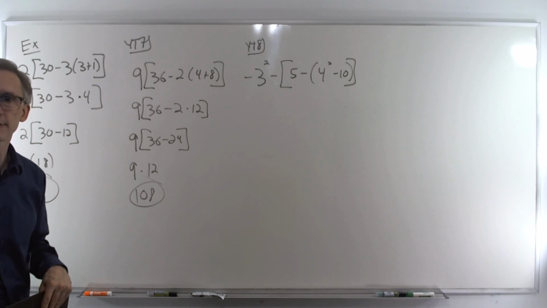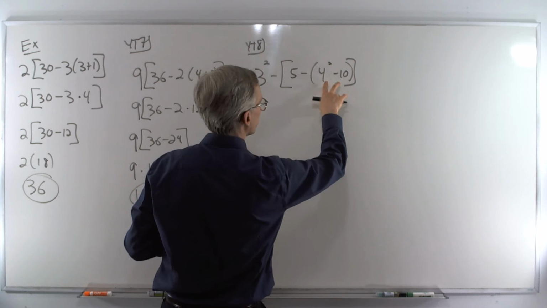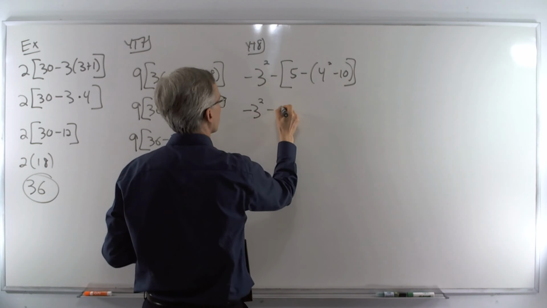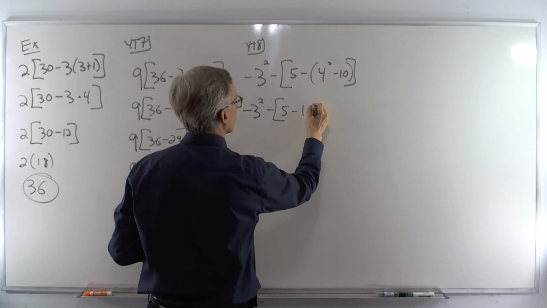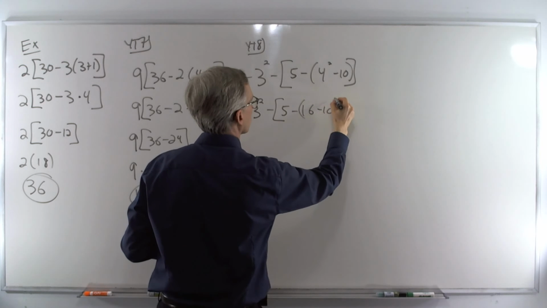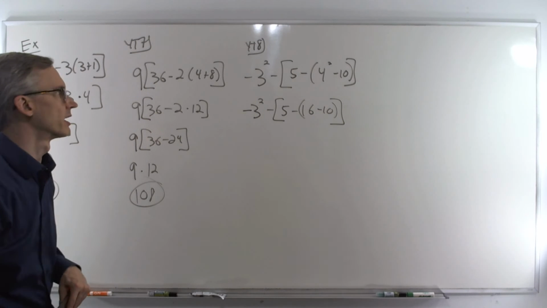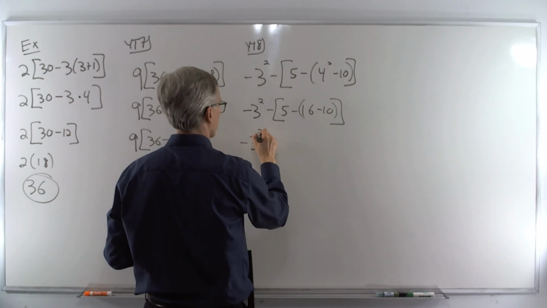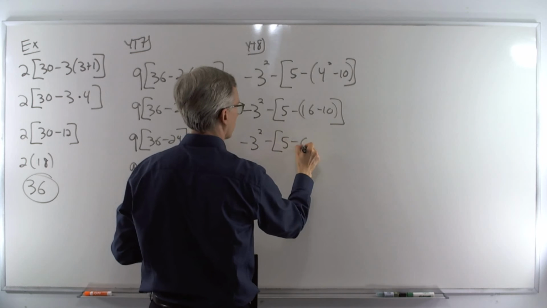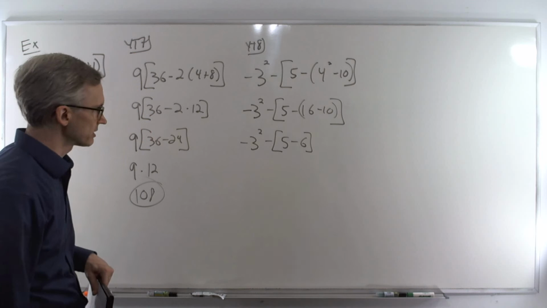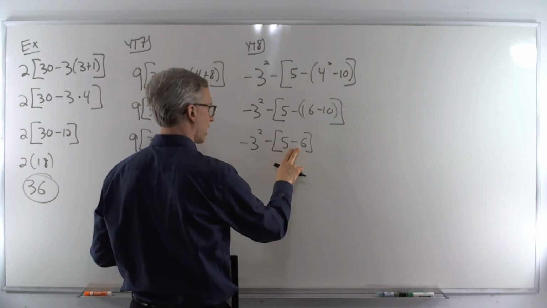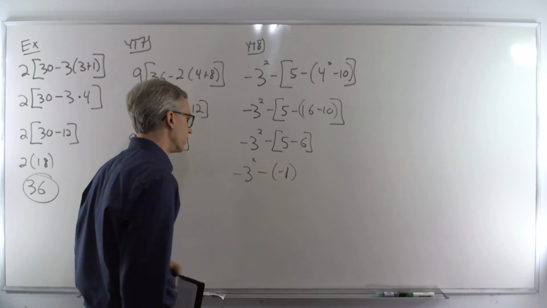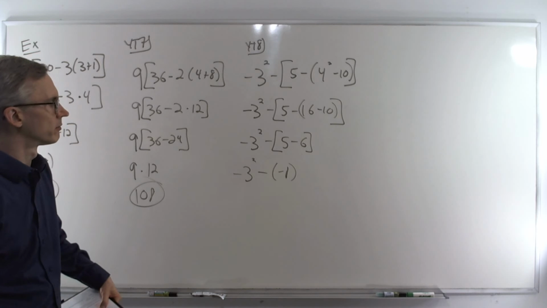All right, we're going to start on the inner parentheses, and since we have a lot going on here, we're going to do order of operations, starting with the exponent. So 16 minus 10. Okay, so finish off inside the parentheses, we're going to subtract here. 16 minus 10 gives us 6. All right, finally subtract to get -1. All right, so we got -3 squared minus -1.